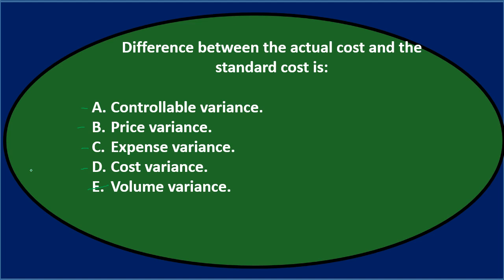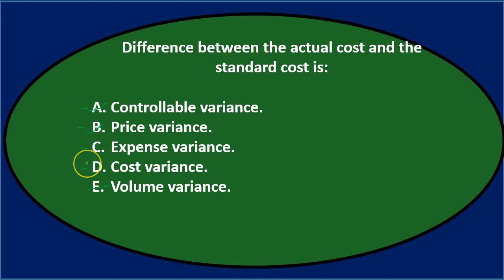So let's go through this again. The difference between the actual cost and the standard cost is the controllable variance. That sounds a little abstract. I'm going to say no. The price variance, expense variance, or cost variance. Between those three, the expense and cost sound kind of similar. Price is kind of the outside term. So maybe if we thought that price was the cost, but price sounds a little bit different than the cost or the expense. So I'm going to say not B.